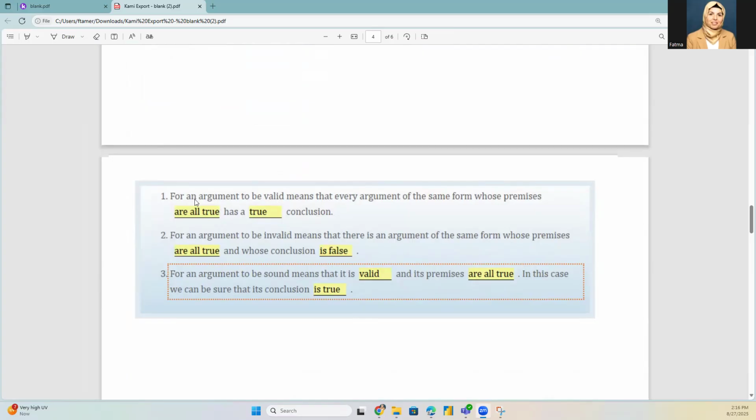In summary, for an argument to be valid means that every argument of the same form whose premises are all true has a true conclusion, and for an argument to be invalid means that there's an argument of the same form whose premises are all true and whose conclusion is false. For an argument to be sound means that it is valid and its premises are all true. In this case, we can be sure that its conclusion is true.